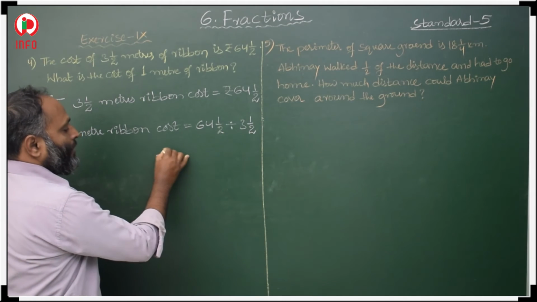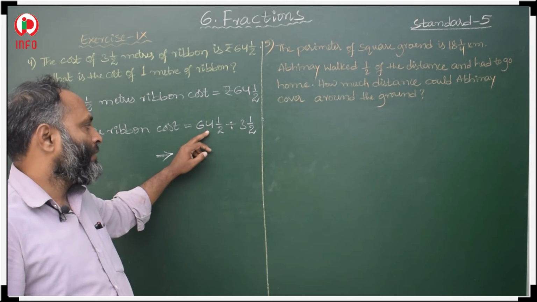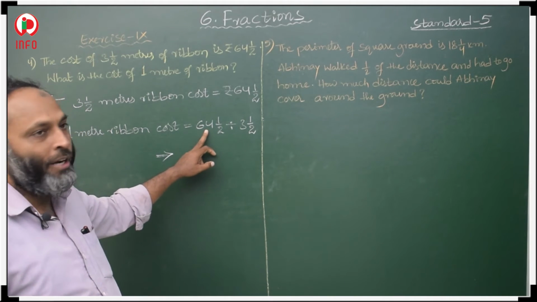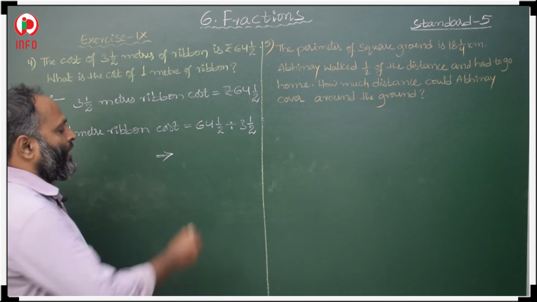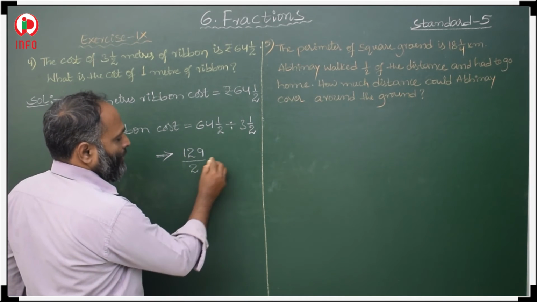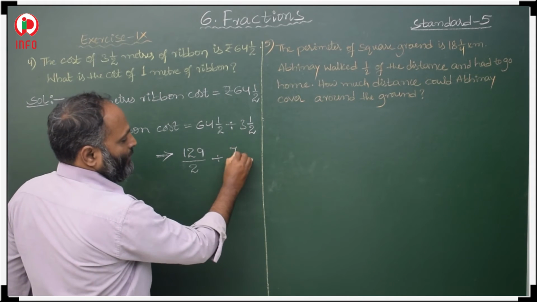Then how to divide? First, these are mixed fractions. We have to convert the mixed fractions into improper fractions. 64 2s are 128, 128 plus 1, 129. 129 by 2, divided by 3 2s are 6, 6 plus 1, 7 by 2.